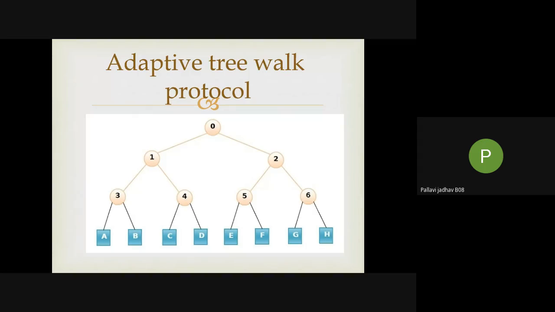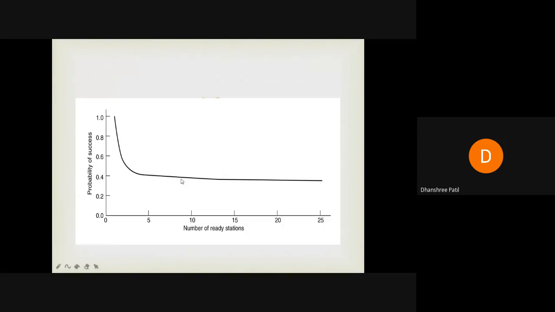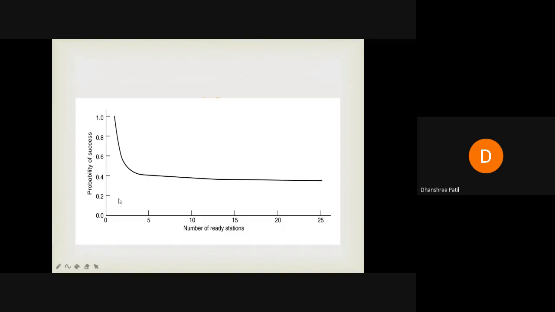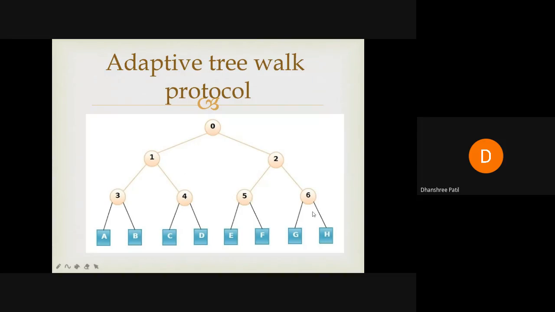0 to 6 are the groups and A to H are the stations. Correct. Now, हे dividation कोणत्या basis वरती केले जातं? Why is this division done? So what we have seen, limited contention protocol मध्ये काय असतं? Number of stations should be minimum, right? Then only the probability of success is higher. Okay, and for this purpose only this division is done.